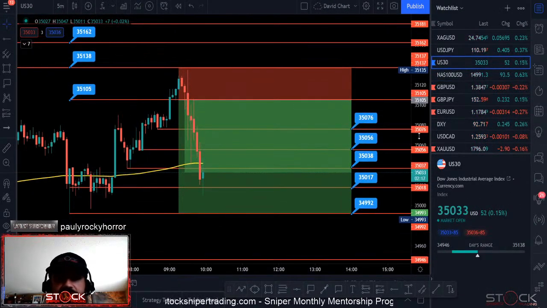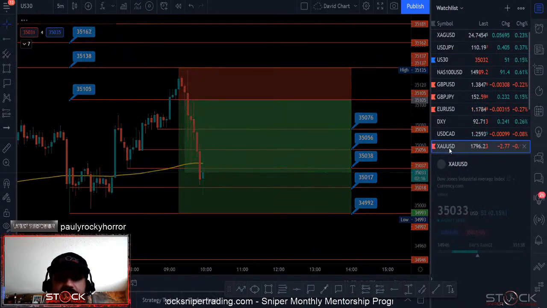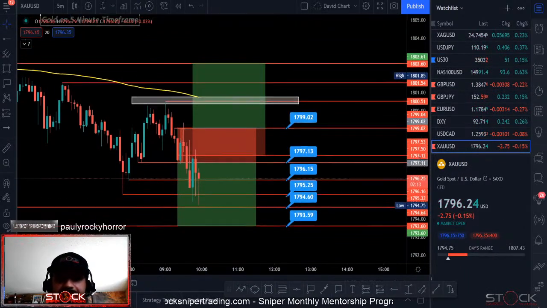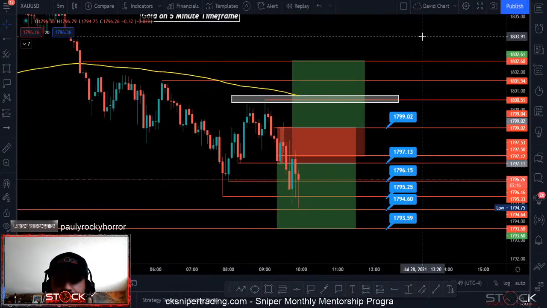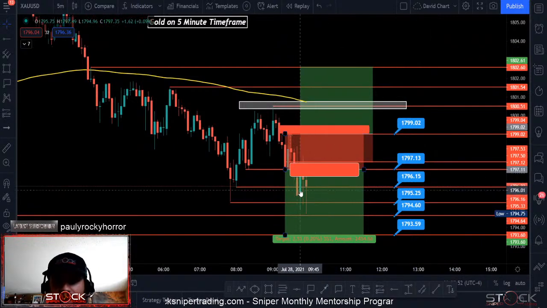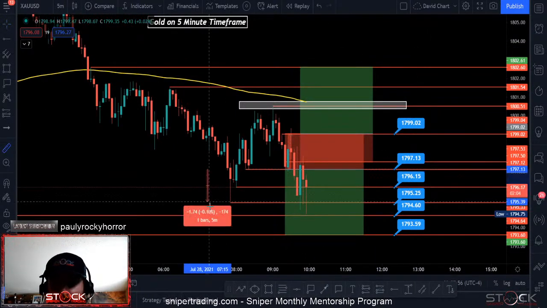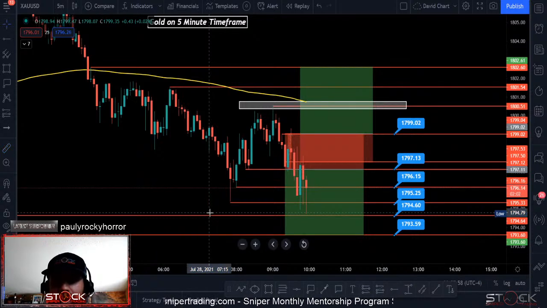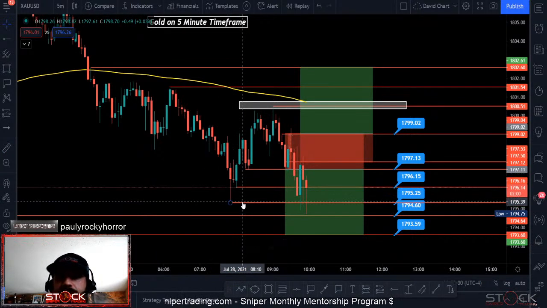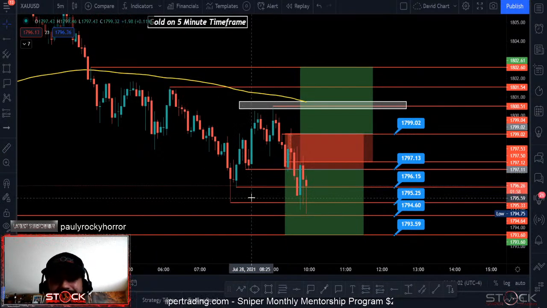US30's dumping, guys. It's looking really good. Let's see about gold. Gold is still dumping. Look at those dirty wicks on gold. They pushed down, but they made it all the way down. Guys, gold is crazy. They've pushed it all the way down roughly 23 pips. That's huge. But you see these bottom wicks?